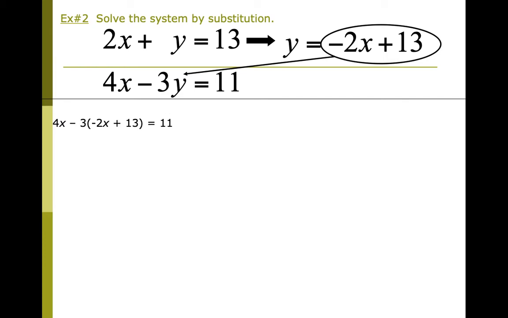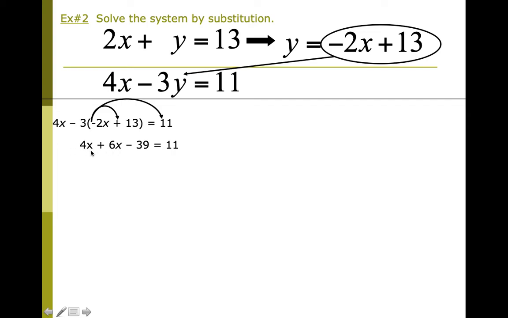Just like that. So now we have 4x minus 3 times negative 2x plus 13, because that's what we found y was equal to, and that'll equal 11. Now we just multiply out. So we multiply the negative 3 times negative 2x and the negative 3 times positive 13. And so what we have is 4x plus 6x minus 39 equals 11.